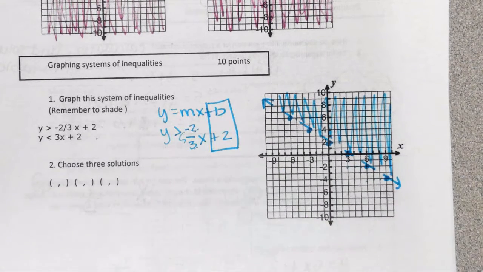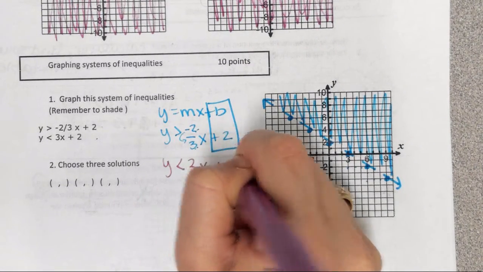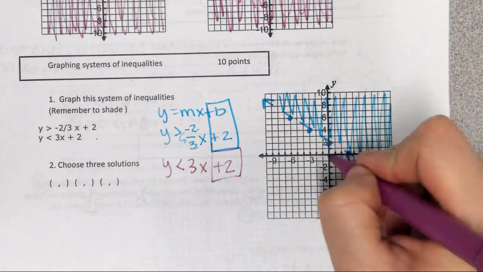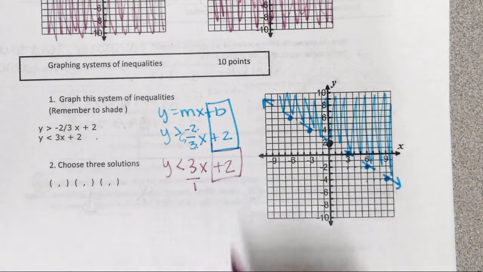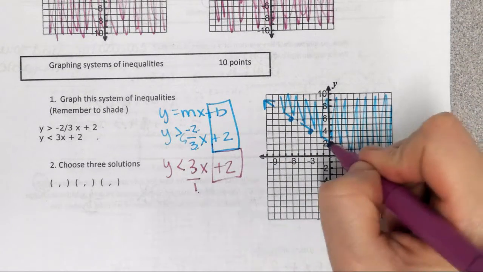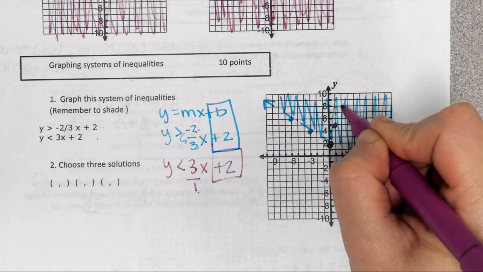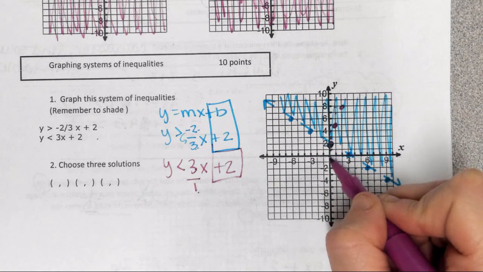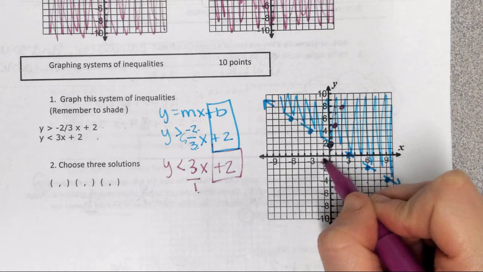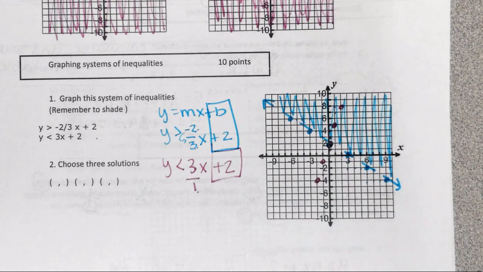Our second inequality says y is less than 3x plus 2, so our y-intercept is positive 2, and we're going to start right here. Remember, if it's a whole number, it's over 1. So our rise is 3 and our run is 1. I rise 1, 2, 3, and I run 1. From this point I go the opposite direction: down 3, backwards 1. I now have enough points to make my line.